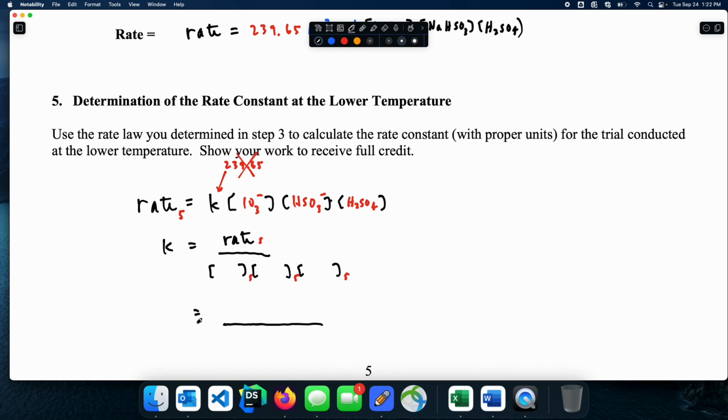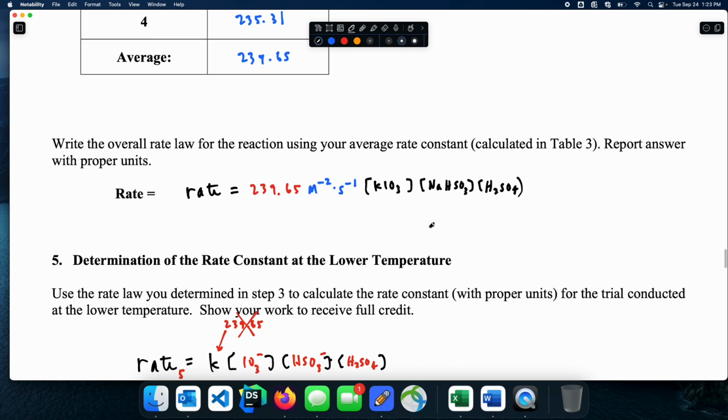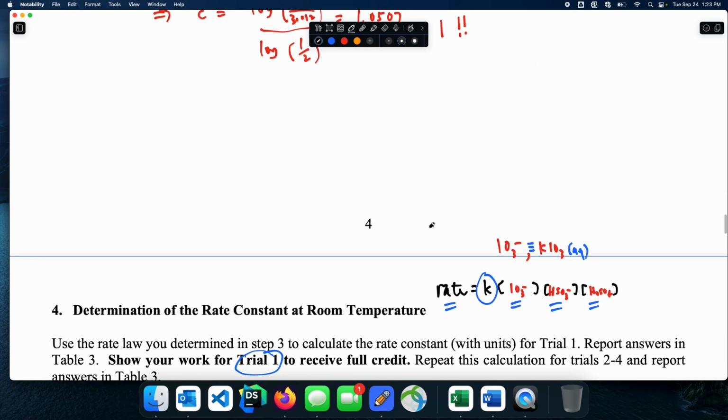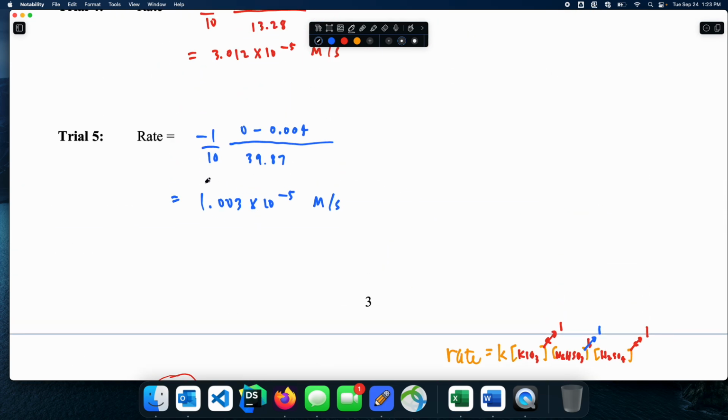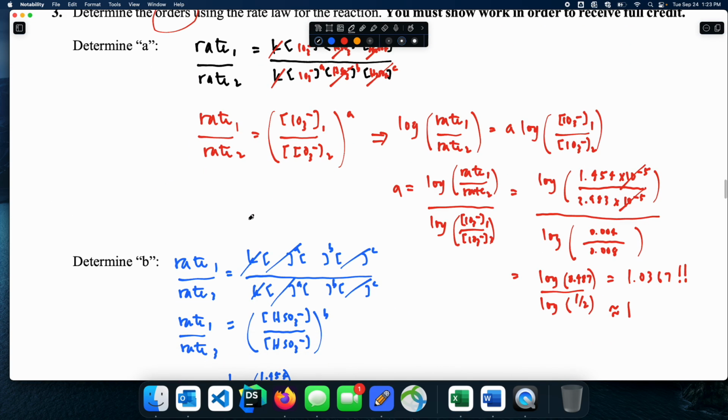Let's do it like that. And it was 0.004 in all of them, okay? So I'm going to say 0.004 times 0.004. I know what you're thinking. It's just cubed. I get you. Okay. All right. 0.004 cubed, basically, right? And let's go look at the rate in trial 5. It was different because it was colder. That was in question 3. It was 1 times 10 to the negative 5 molars per second.